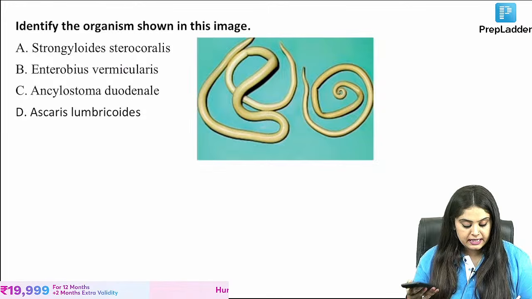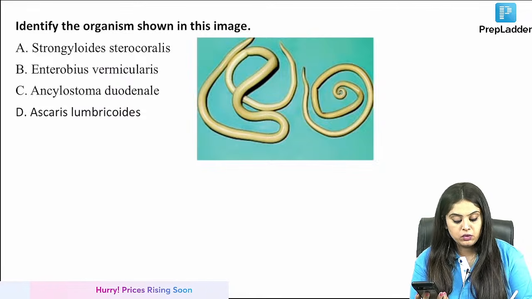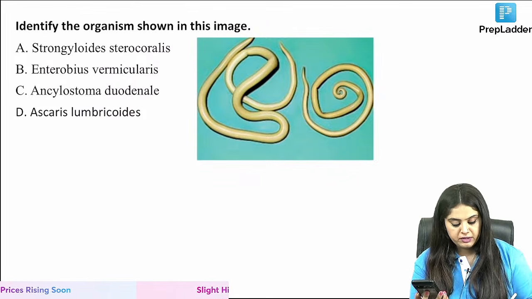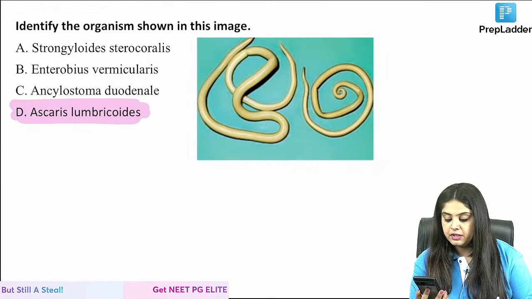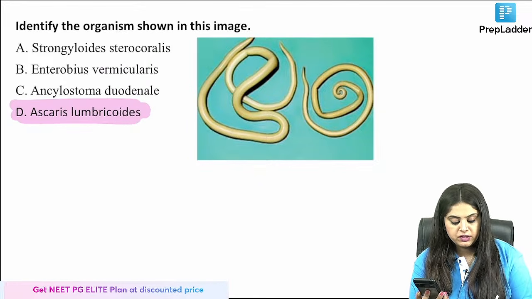So you will tell me, identify the organism shown in the image below. What is this? Strongyloides, Enterobius, Ancylostoma, Ascaris. Perfect. This is going to be Ascaris lumbricoides. Amazing. So what is Ascaris lumbricoides?